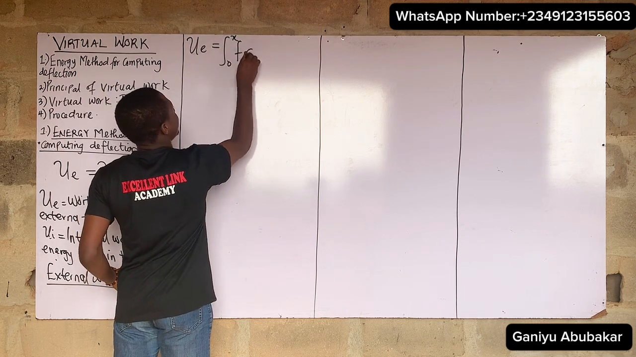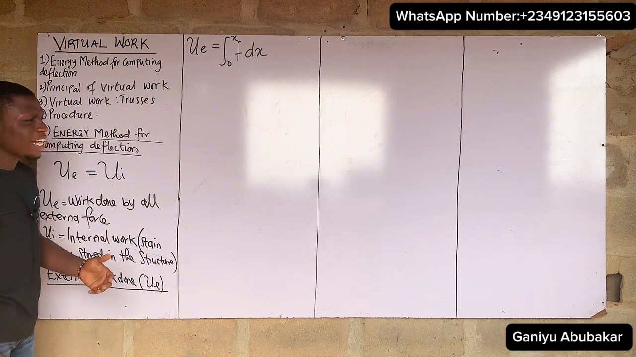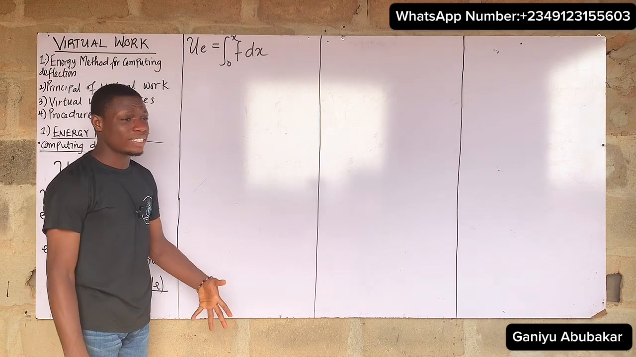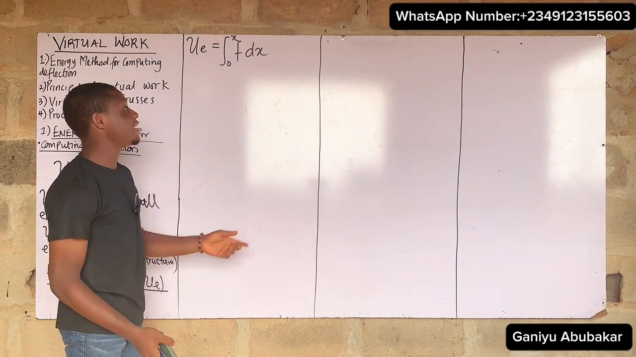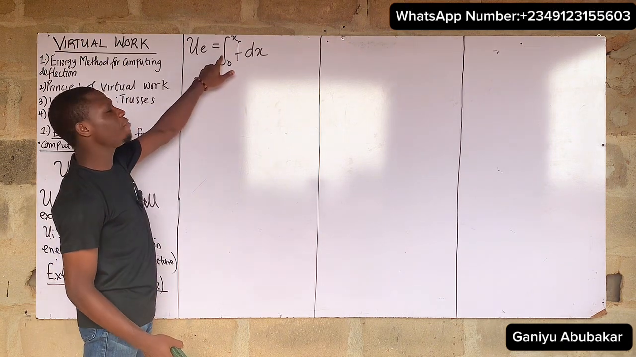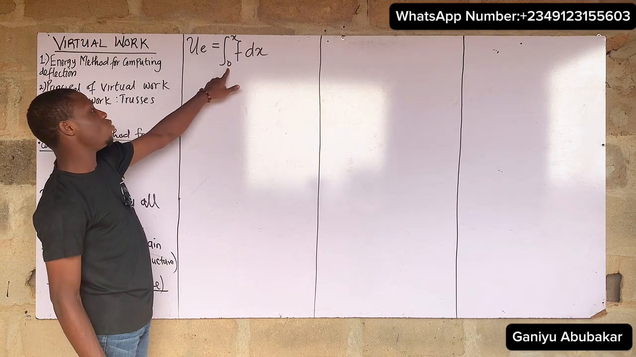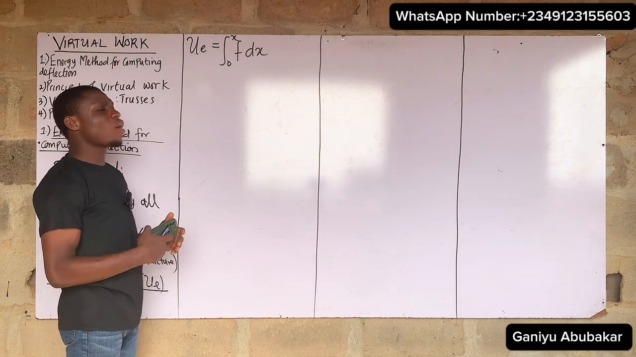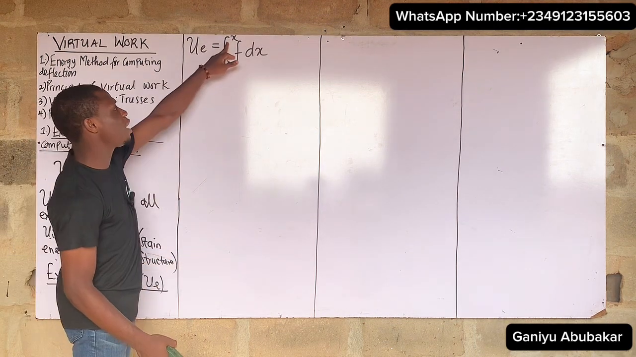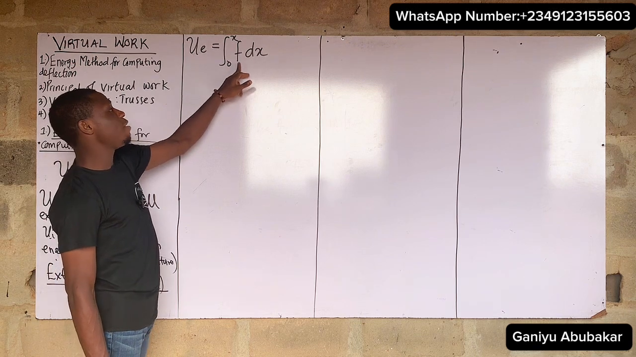from 0 to x of f dx. So note that initially work done is meant to be force times distance, perpendicular distance. In this case, my distance is dx, my force is f. So I'm going to introduce a definite integral with upper limit x, lower limit 0, of f dx. So when I'm trying to calculate external work done, the formula is given as the integral from 0 to x of f dx.